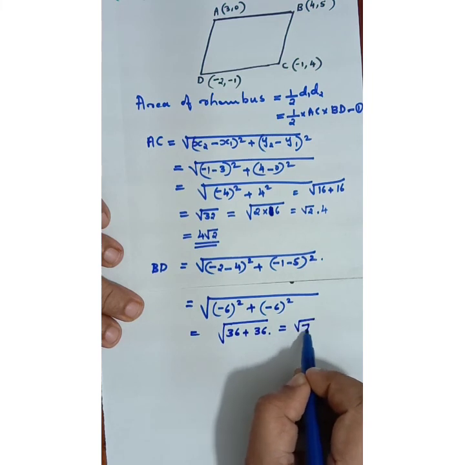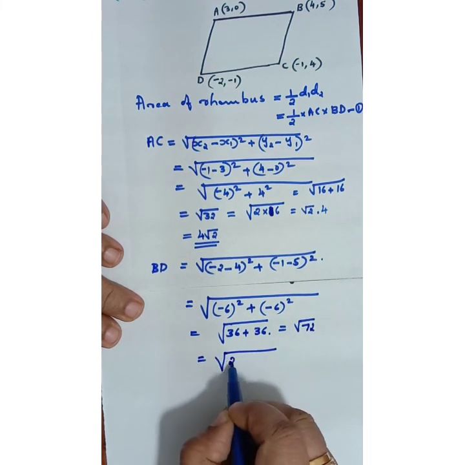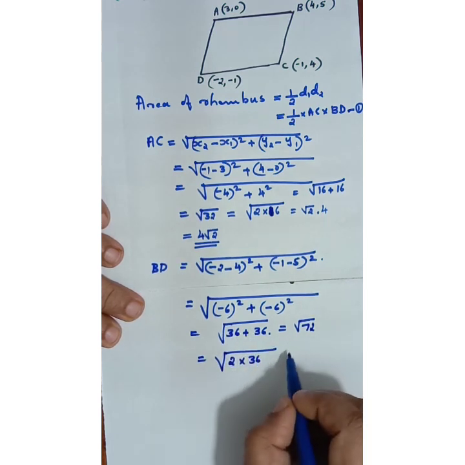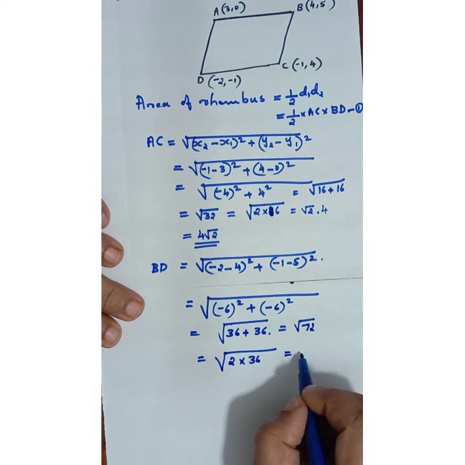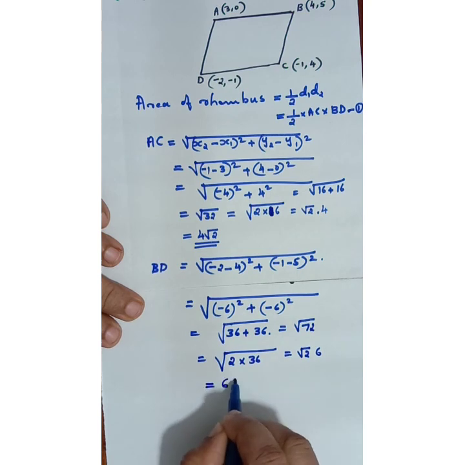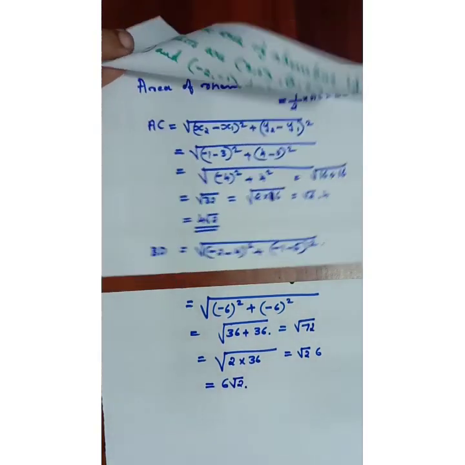Square root of 72. How do we separate that? This we know is 2 times 36. Root 2 into root 36, and root 36 is 6. That means it is 6 root 2. So we got both the diagonals. Let us substitute in the formula now.